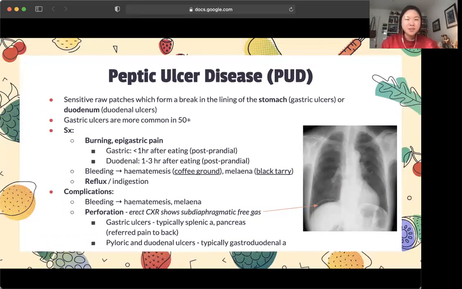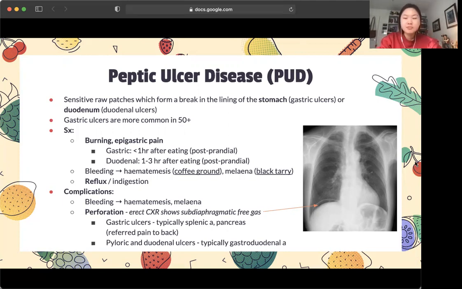Cool. So peptic ulcer disease, we basically have these really sensitive, really raw patches that form a break in the lining of the stomach or the duodenum. So you either have gastric ulcers or duodenal ulcers. Gastric ulcers are more common in those older than 50. However, duodenal ulcers, I think, are more common in general.